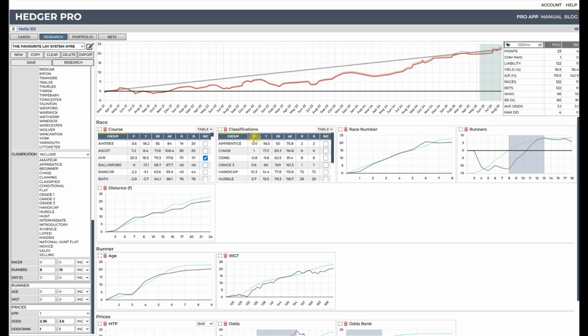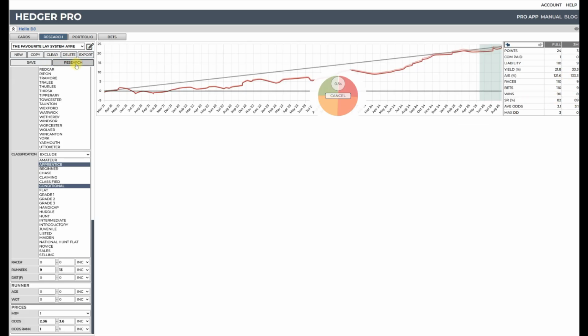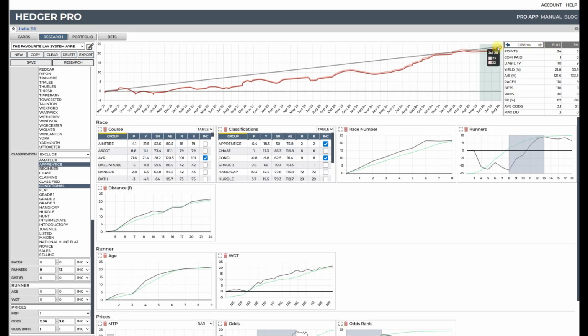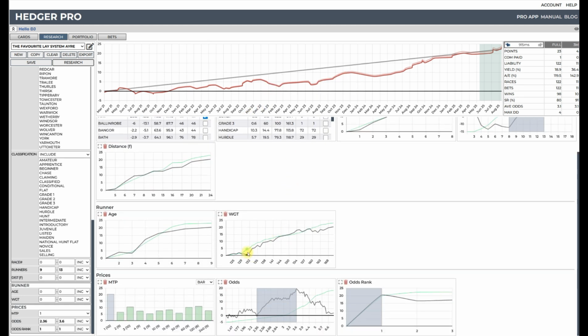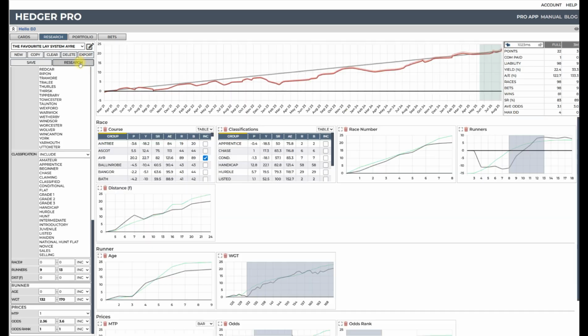That is excellent. Now, is there anything here that we could exclude that would make that even better? I'm looking at the yield, AE, everything's looking really nice. Strike rate is going to make it better. Not really. How about if we add a bit of weight on the horse?